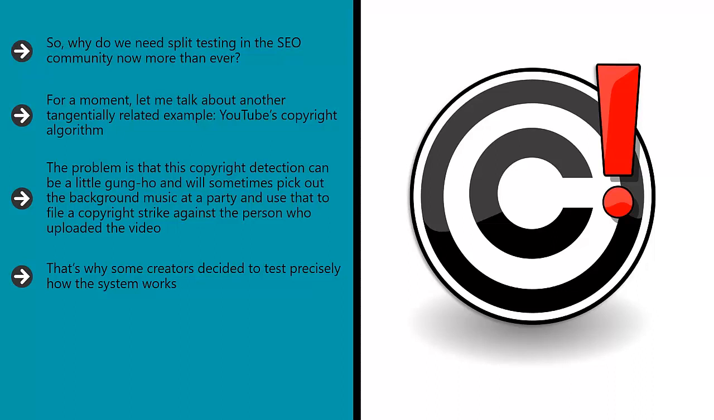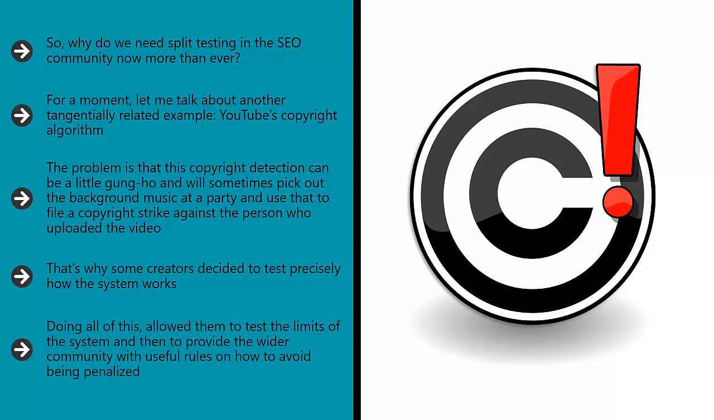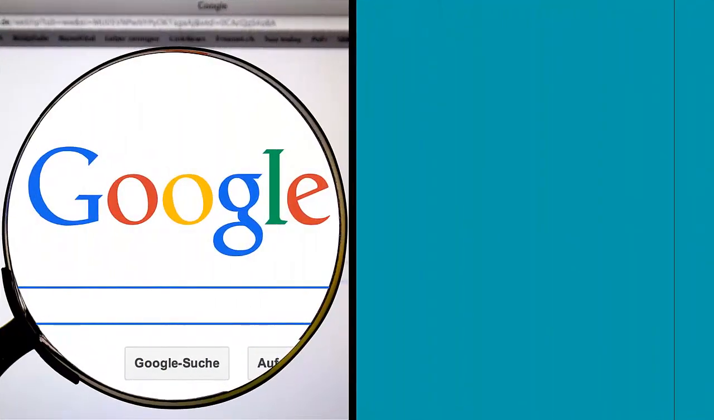They did this by uploading hundreds of versions of the same song, versions that had been modulated up or down a semitone, versions that had been transposed down an octave, versions played in the background, versions played quietly, versions played only for short clips. Doing all of this allowed them to test the limits of the system and then to provide the wider community with useful rules on how to avoid being penalized. They discovered that if less than 10 seconds of content matched, then the person who uploaded the video would likely be fine. And this allowed for a whole host of fair use practices.